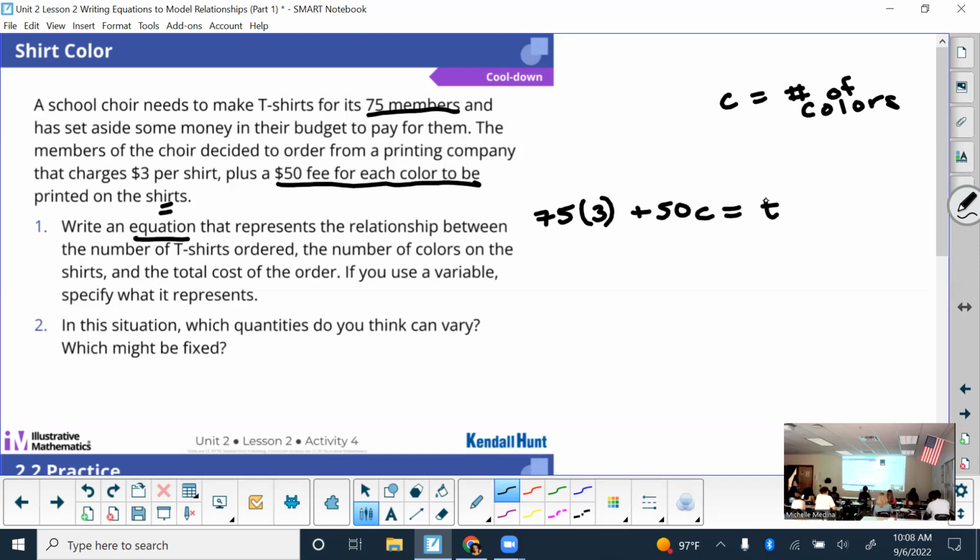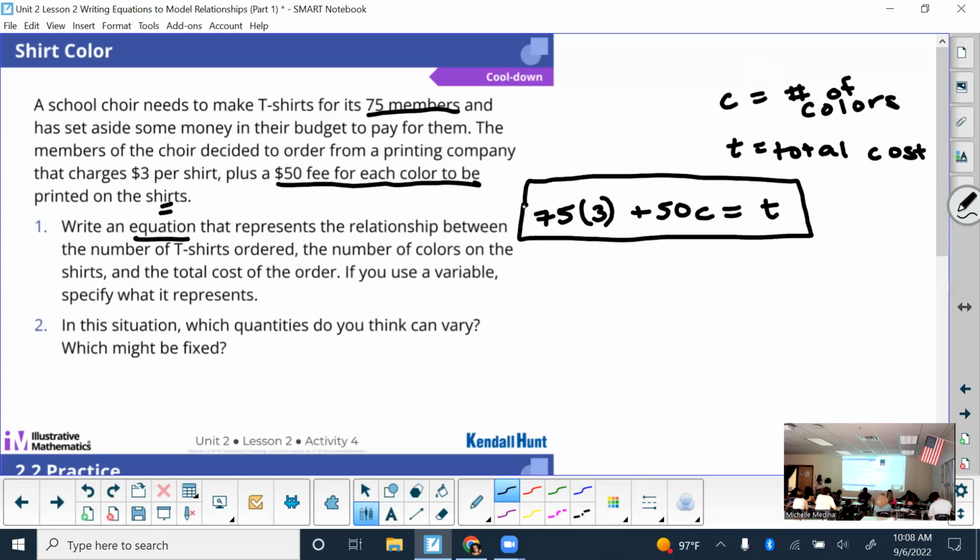So I heard T, I heard X, both are fine. What does it represent? The total cost, right? You could use X too. So I'm going to use T for total cost. Is that all we need in the equation? Does that tell me how much it'll cost? Yes. Again, we can't tell you for sure what it costs because I don't know how many colors we need. But if I did, we just plug it in, do the math, and know what it is.